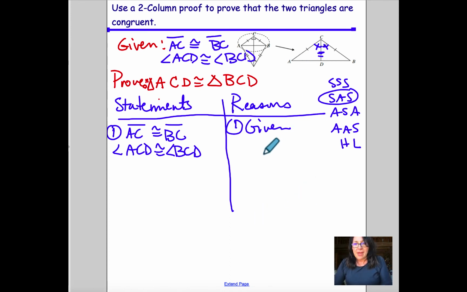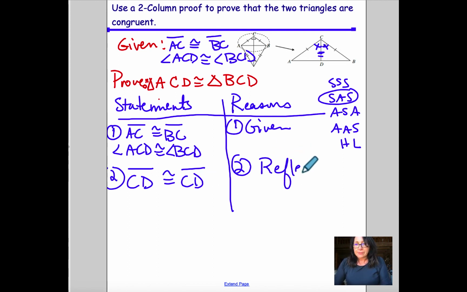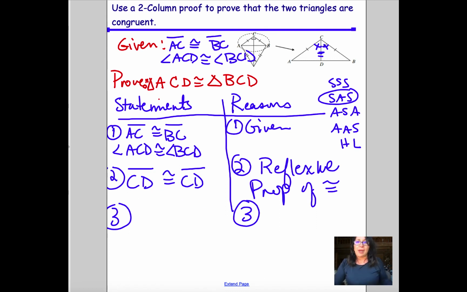So now the next thing that we're going to say for this problem here is that segment CD is congruent to itself. And that's the reflexive property of congruence, okay? Number 3, we have enough information already, shortest proof ever, that triangle ACD is congruent to triangle BCD, and that's by side, angle, side.